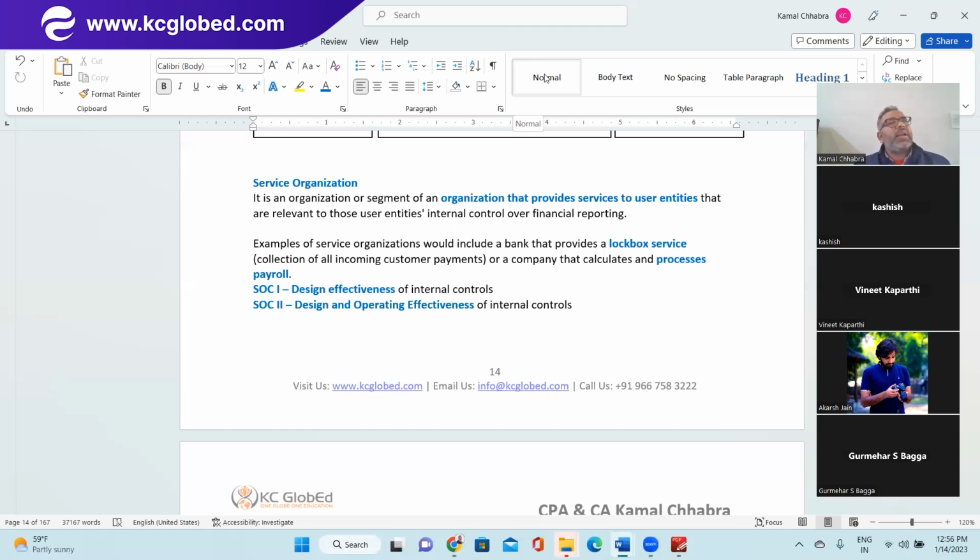But if you see their clients are like Amazon, Walmart, General Motors, EY, many listed clients, right? So when those listed clients entered into a service organization agreement with them for management of their payroll, one of the key terms and conditions is that you have to ensure design and operating effectiveness of internal control, and you need to issue a SOC 2 report from your auditor.